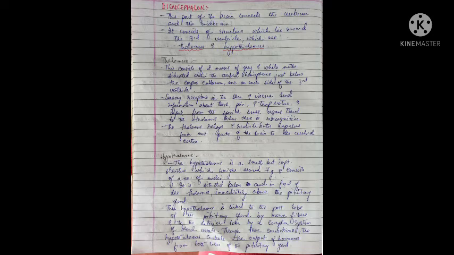So this hypothalamus is linked to the pituitary gland. The pituitary gland is divided into an anterior lobe and a posterior lobe. The hypothalamus is connected to the anterior lobe by blood vessels, and to the posterior lobe of the pituitary gland by nerve fibers.